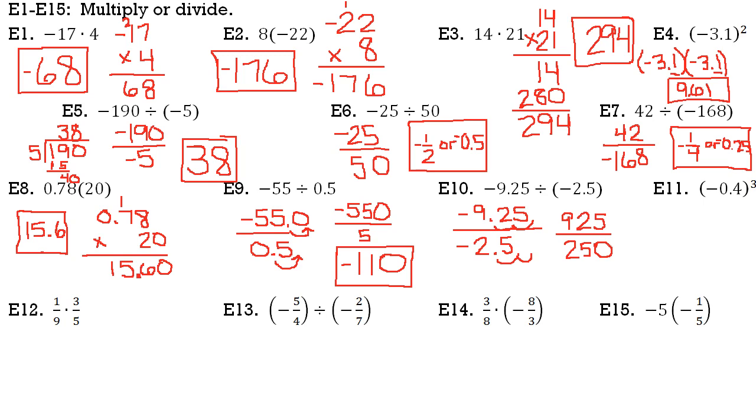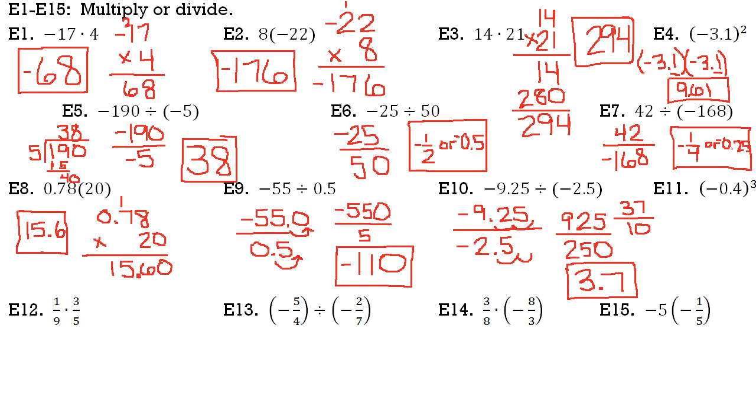If you were to try and start reducing this, the first thing I would notice is that 25 goes into both of these. If you put 25 into both of them, you would end up getting 37 over 10. Now, since the initial problem was written as a decimal, I'm going to take my final answer and write it as a decimal as well, and I'm just going to call it 3.7.